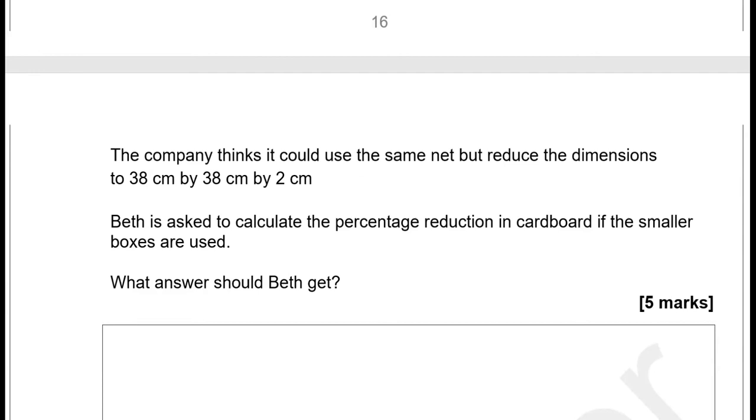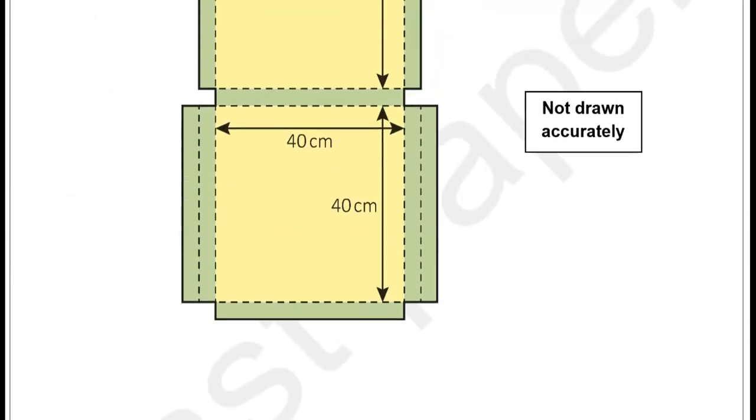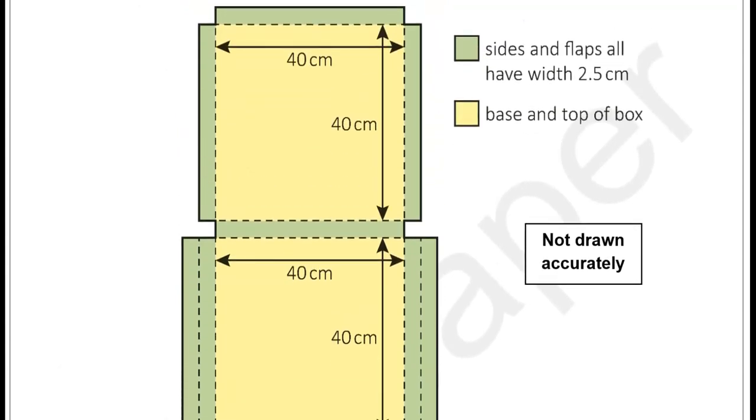So we're looking to calculate the percentage reduction in cardboard. That means we are going to calculate the surface area. So looking at the dimensions, the area of the yellow square is worked out by going 40 times 40, which gives us 1,600. And that's repeated here as well, because we have an identical square.